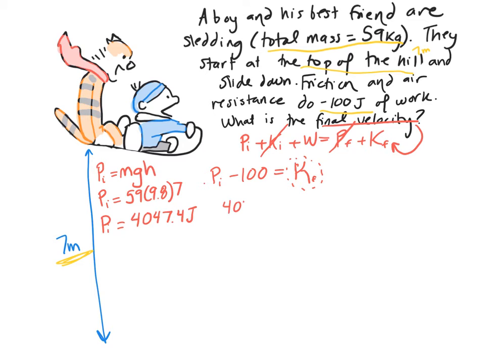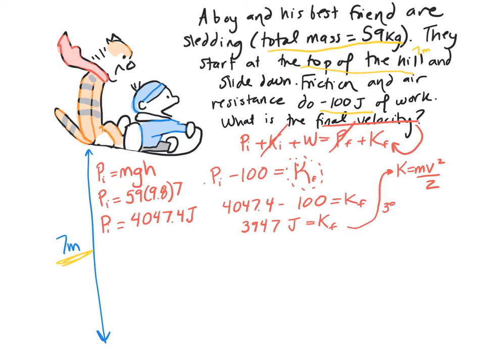So 4047.4 minus 100 equals your kinetic final. So 3947 joules is our kinetic final. Now we're going to stick that into, if we want to go up to the velocity, we're going to have to use K is equal to mv squared divided by 2.